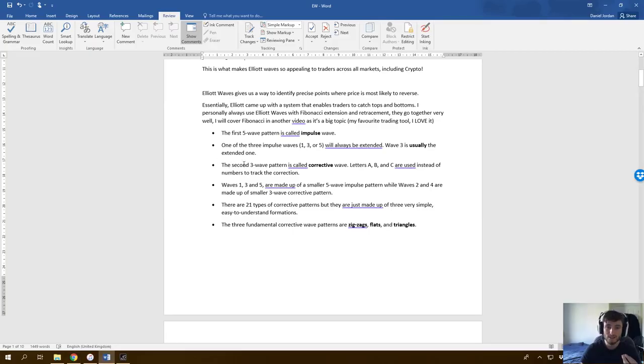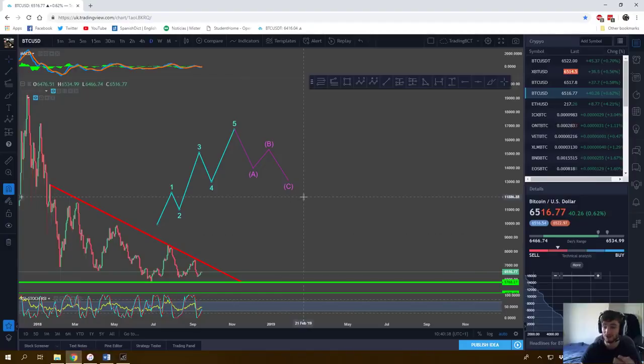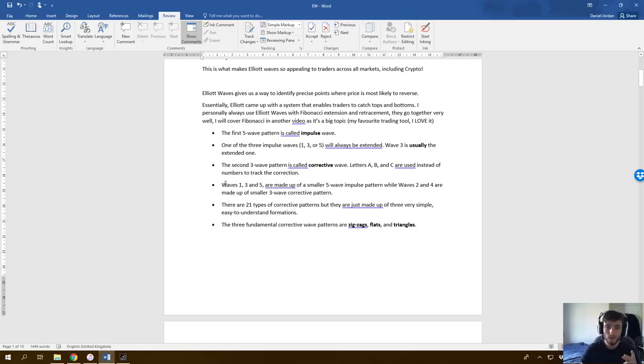The second 3-wave pattern is called a corrective wave. Letters A, B, and C are used instead of numbers to track the correction. So after the move up or down, you get the A, B, C correction. Waves 1, 3, and 5 are made up of 5 smaller impulse waves, while waves 2 and 4 are made up of 3 smaller corrective patterns.